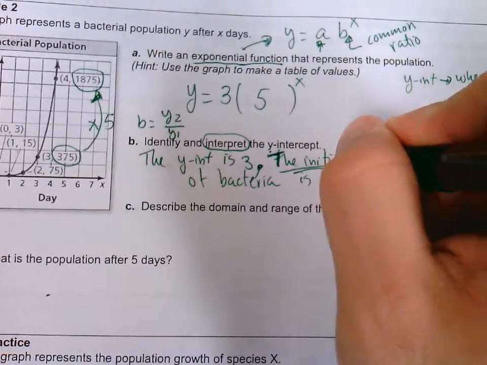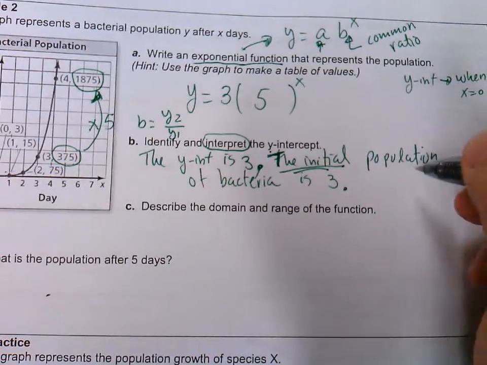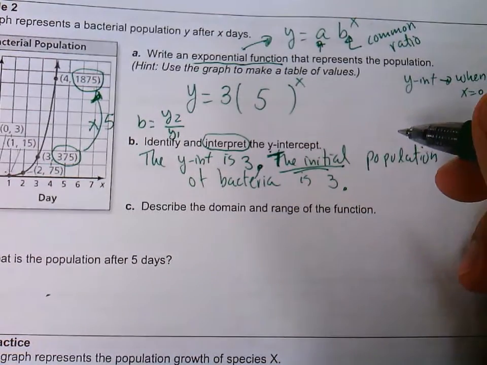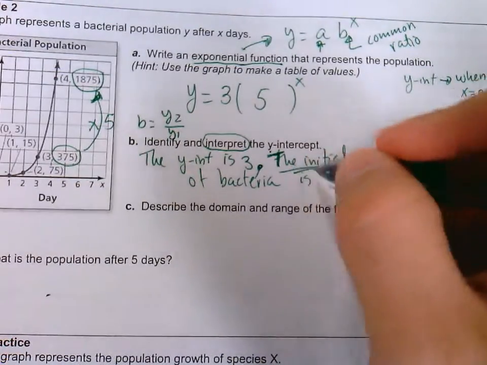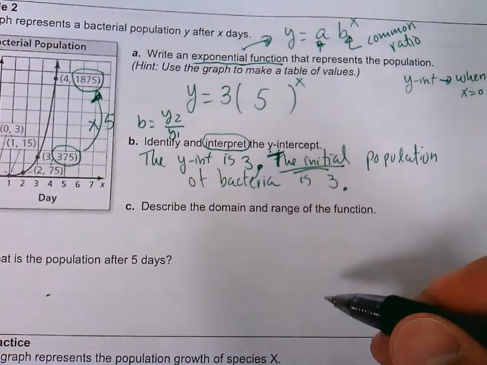As long as you include this, the initial something, it might be the initial population, the initial amount of money, the initial weight. As long as the word initial is included in your answer, it should be correct.